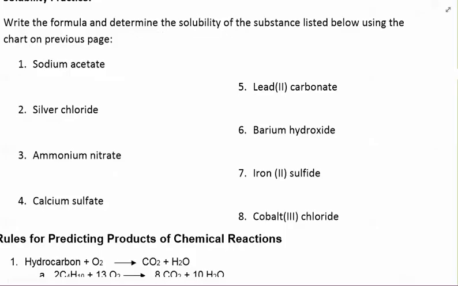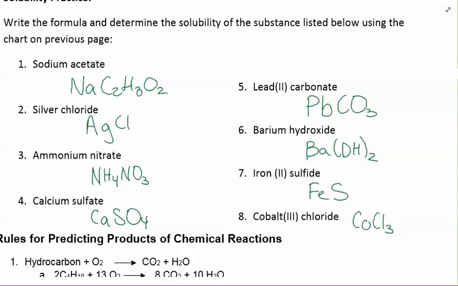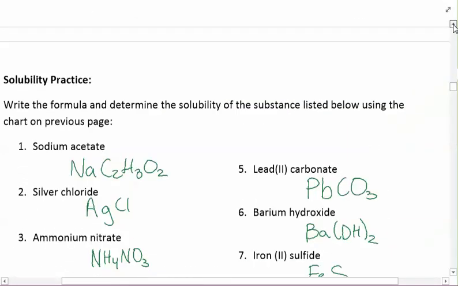So here's a list of 8 substances. What I would like for you to do is first write the formula and then determine if it is soluble or insoluble based on the chart on the previous page. I wrote the formulas out for us just so you can double check. You're going to determine if they're soluble by looking at the next page or the previous page. So we have sodium and acetate.